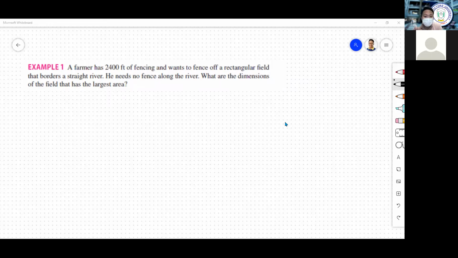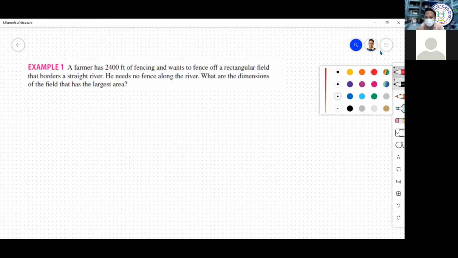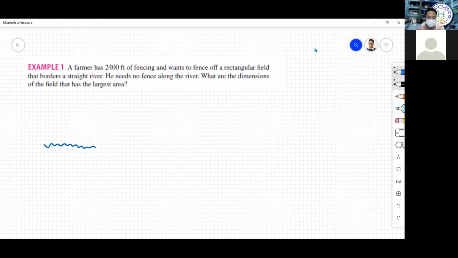Now, for us to have a better understanding of how to solve this, guys, let's draw. Let me choose the color blue. River is blue. Imagine that's a straight river, with fishes there, like freshwater fish such as tilapia and bangus.